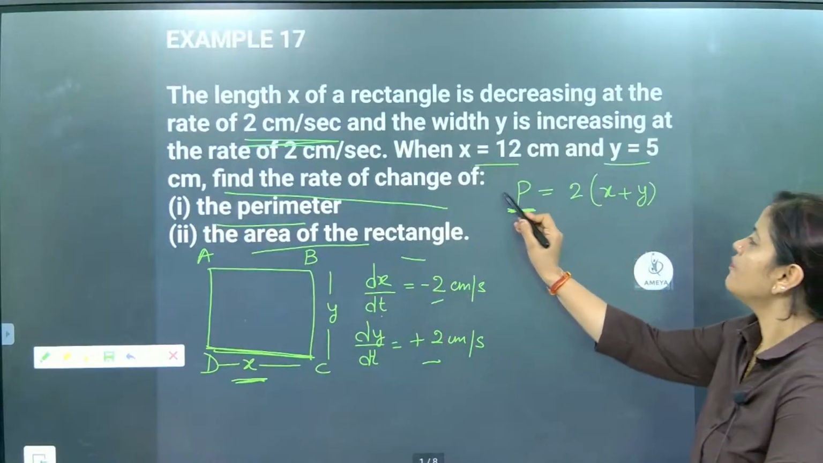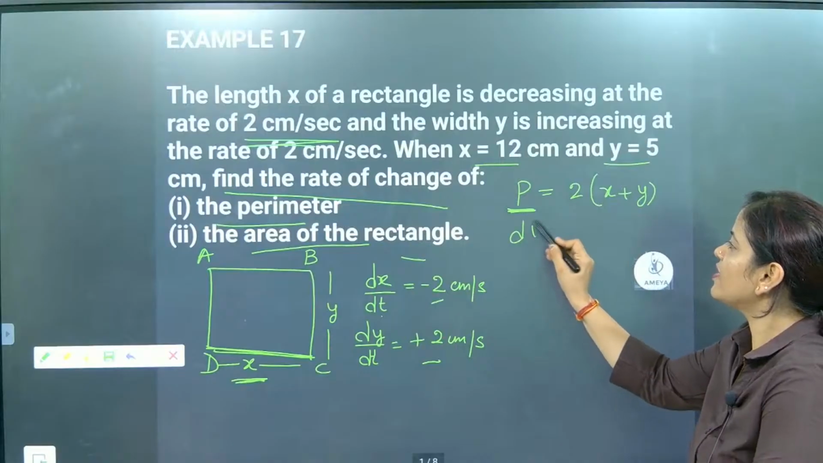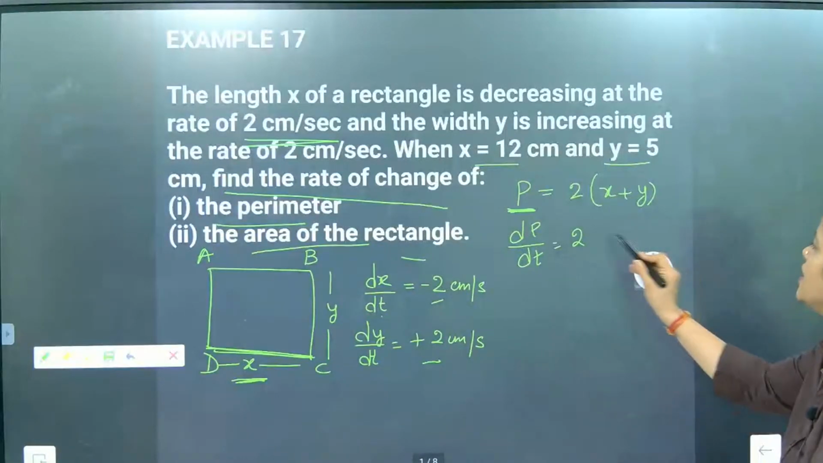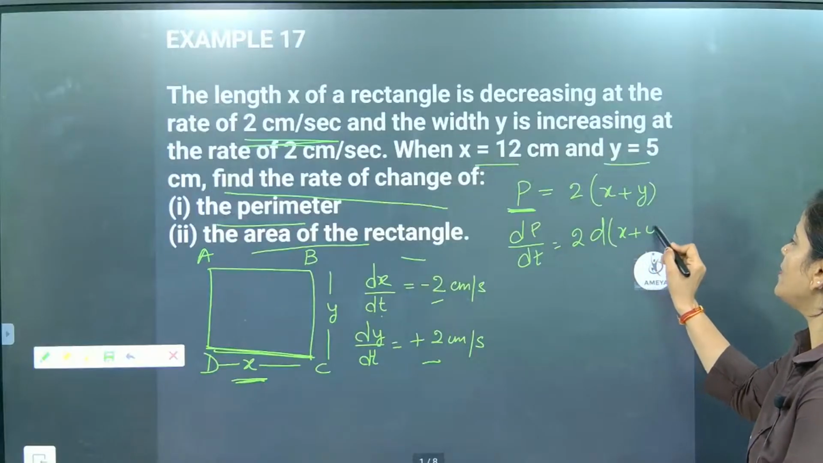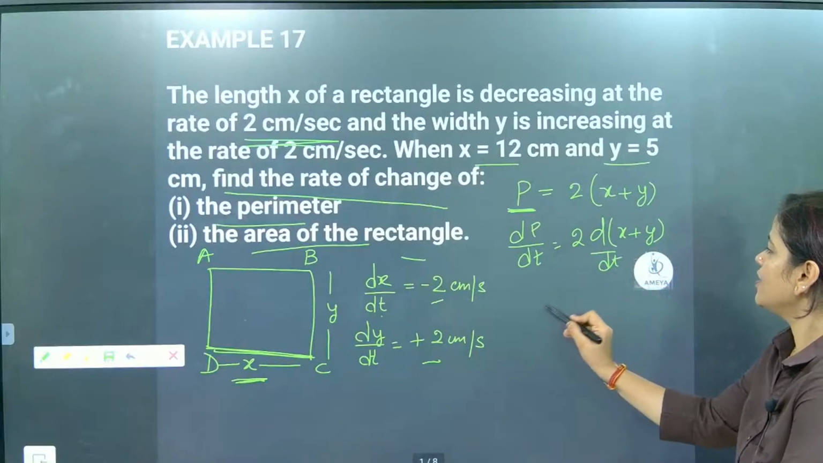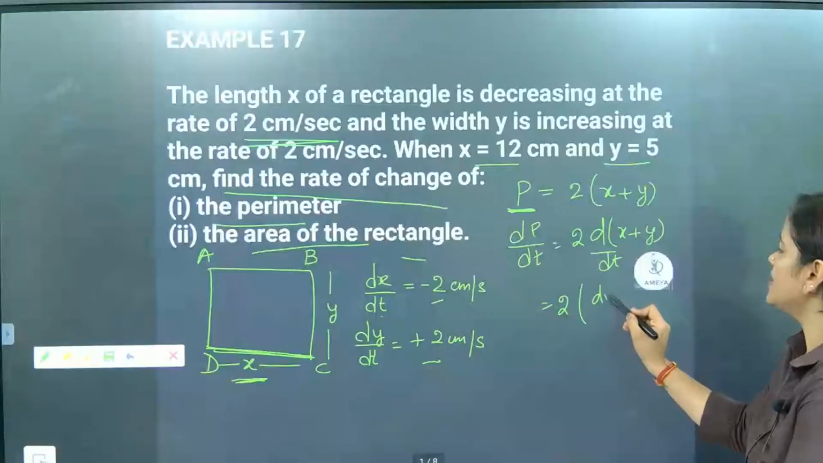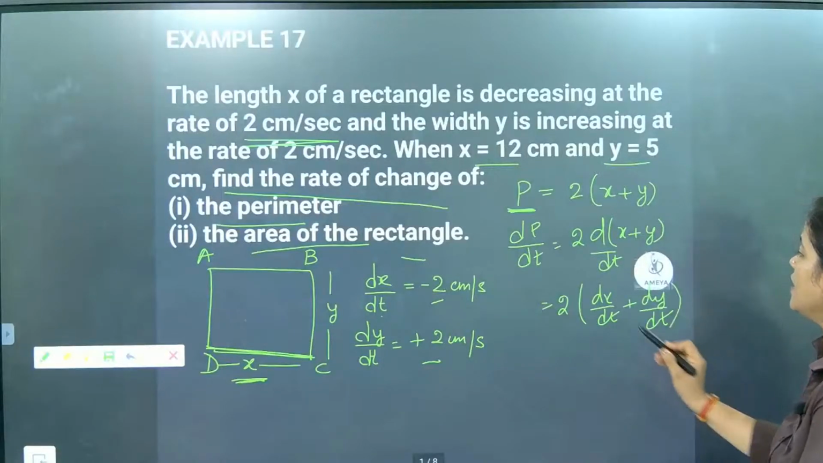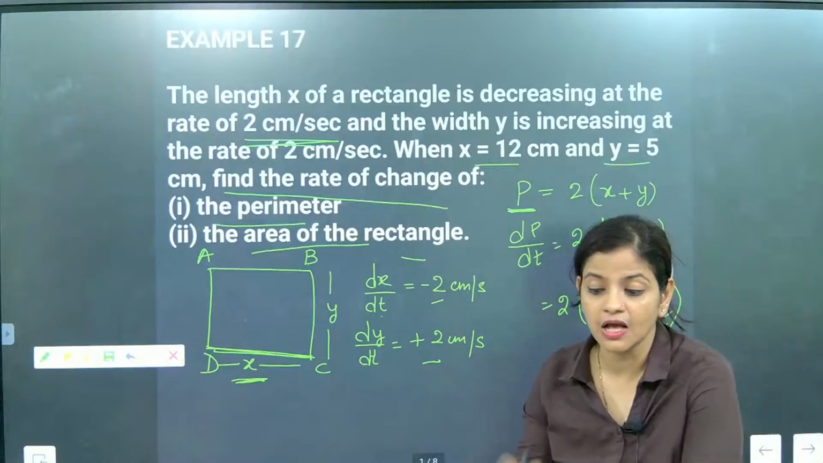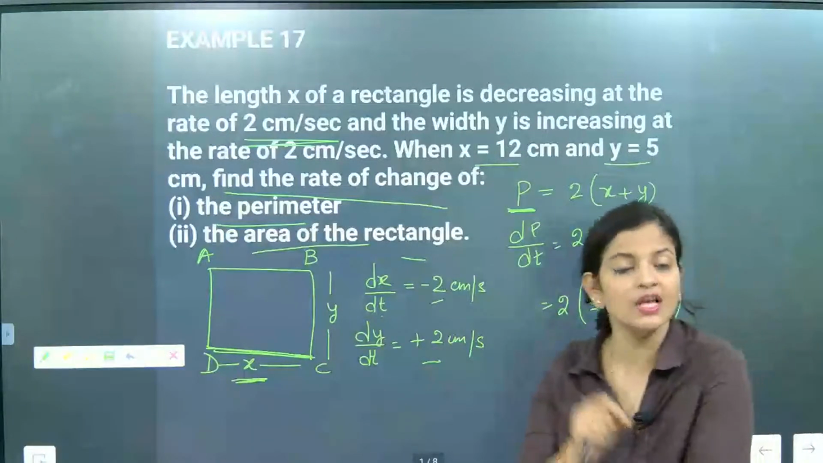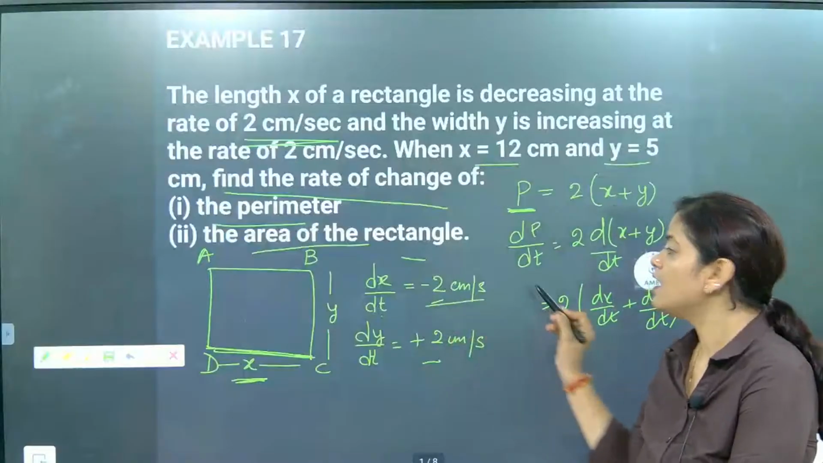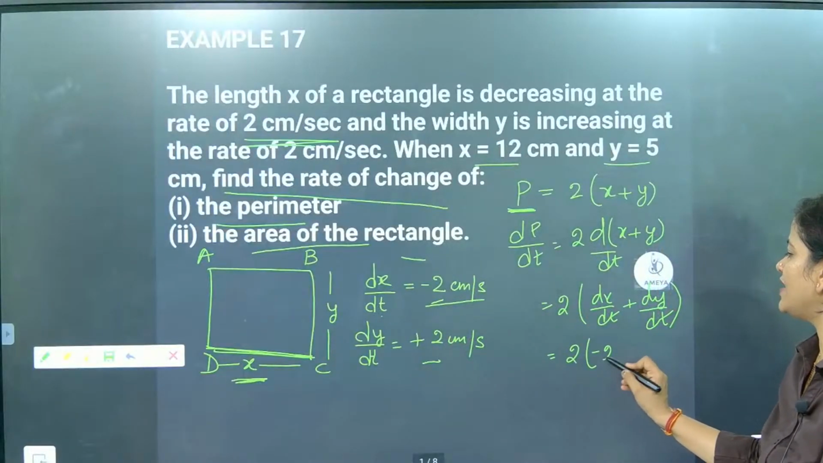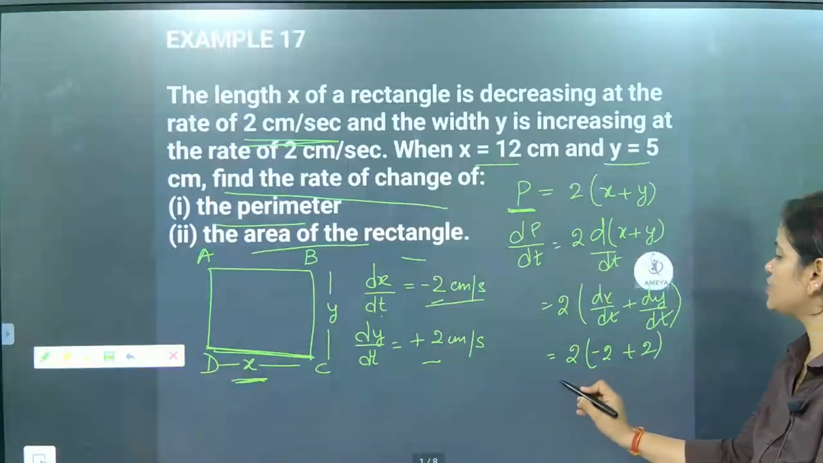So what we will do? We will differentiate both sides. So what we will write? dp by dt, because it is a game of time. 2 is constant, so 2 will be outside: 2 dx by dt plus dy by dt. Now length is decreasing. What is the rate of decrease of length? Minus 2. So here we write 2 into minus 2, and here it is coming as plus 2.